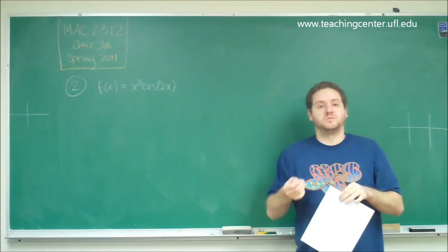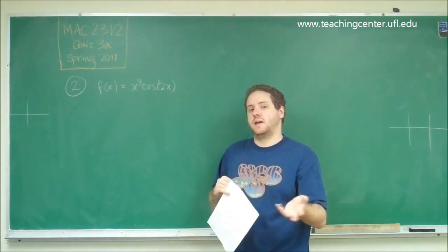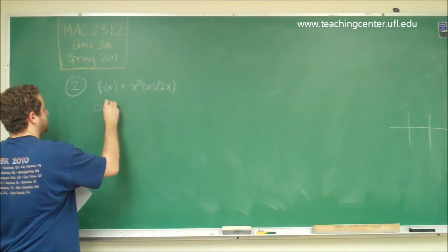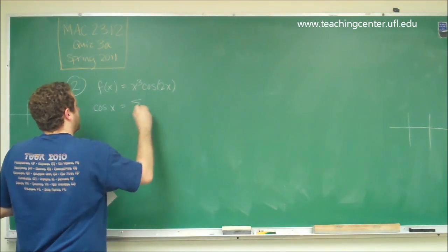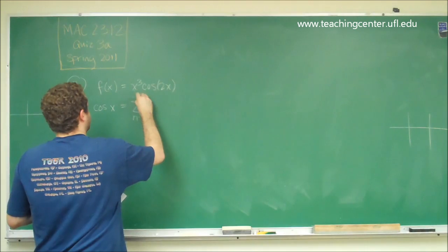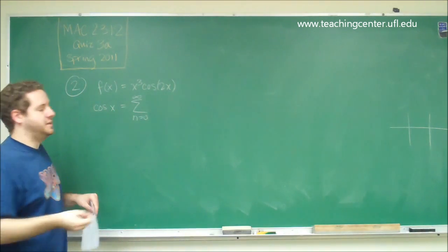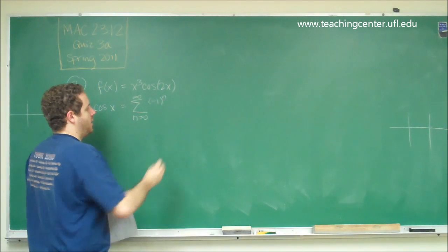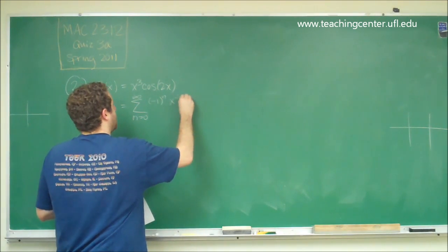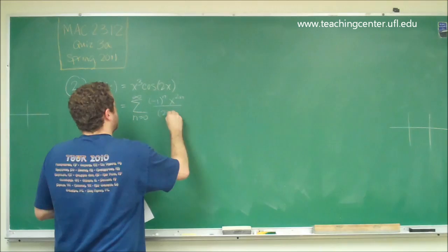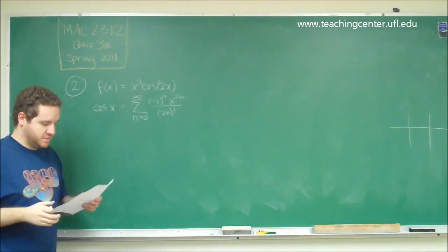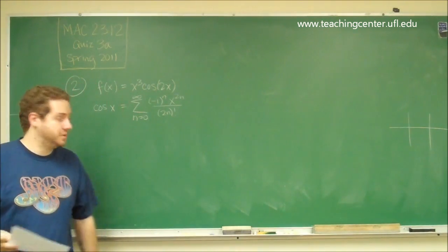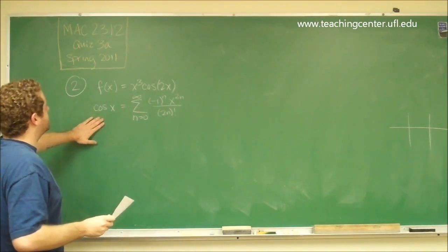We need to start with just what is the Maclaurin series for cosine, and then we'll modify everything off of that. So remember that cosine of x is the sum from n equals 0 to infinity. Remember that cosine is alternating, starting with positive, so negative 1 to the n. And we have even powers of x over those even factorials. So we have x to the 2n over 2n factorial. So this is cosine of x.